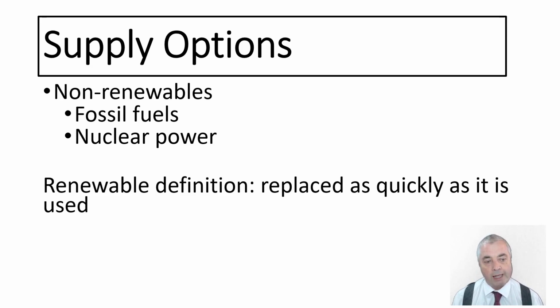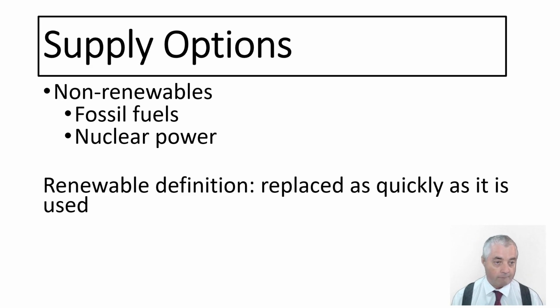A renewable energy source is replaced as quickly as it's used. So, for example, if you are using wind energy, the wind blows on Monday and generates electricity for you, and then on Tuesday, if you're lucky, the wind will blow again. So it's being replaced as quickly as it's used.